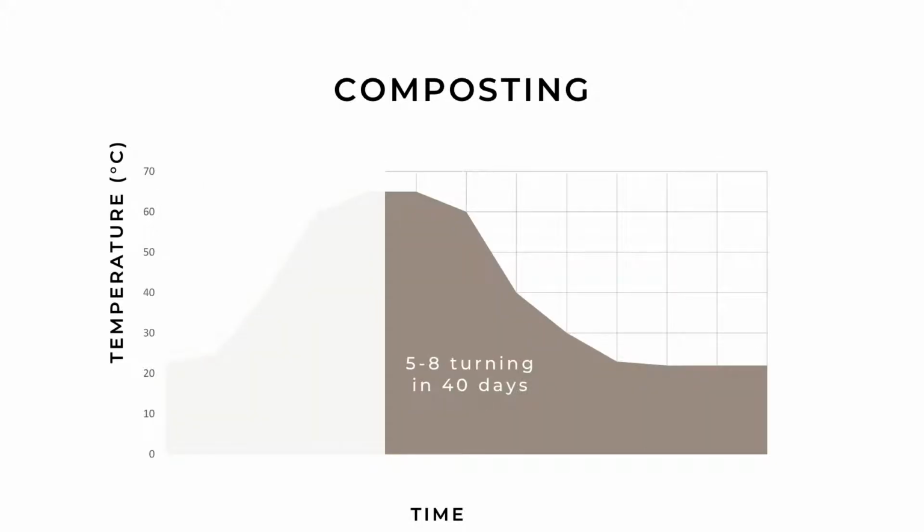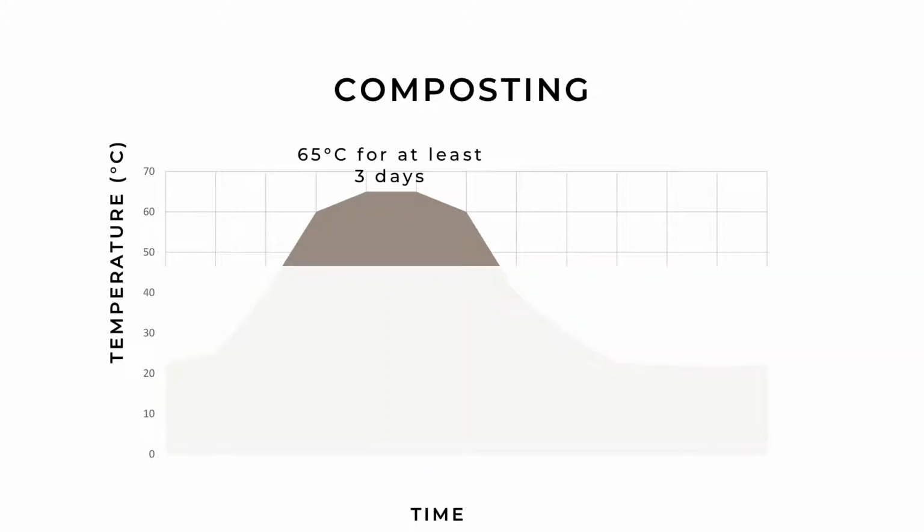When the temperature starts to drop, the pile still needs to be turned every 10 days. In total, 5 to 8 turnings during 40 days are necessary. Also, you need to ensure that the temperature remains at around 65 degrees Celsius for at least 3 days to ensure rapid composting and the destruction of weed seeds, insect larvae, and pathogens. However, if the temperature goes beyond 70 degrees, it might inhibit the microbiological activity.